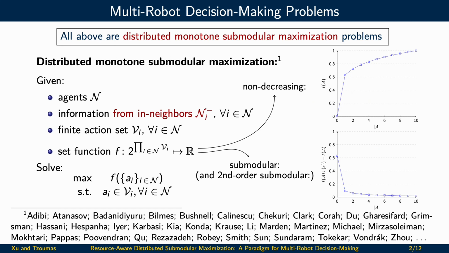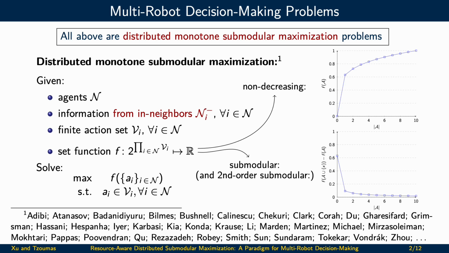In particular, the aforementioned task utilities can be captured by monotone non-decreasing submodular functions. Here, non-decreasing means the more robots are deployed, the larger the utility will be. Submodular means the more robots are already deployed, the less is the marginal gain given by deploying one more robot. Also, all the applications above can also be modeled as second-order submodular, which means when more robots are already there, the marginal gain of deploying one more robot will be less.